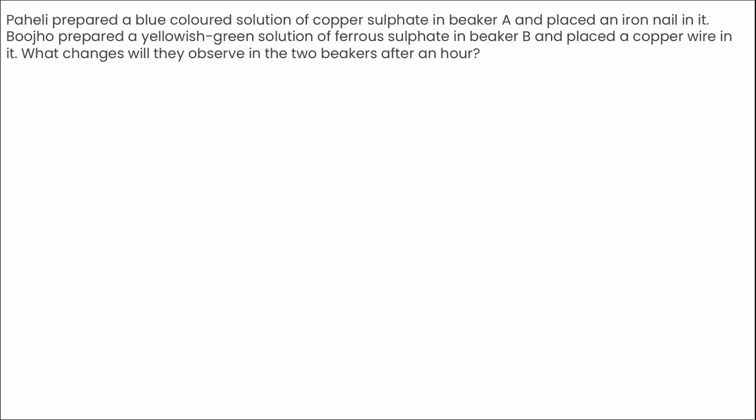Question. Paheli prepared a blue colored solution of copper sulphate in a beaker. Copper sulphate in beaker A and placed an iron nail in it. Bhojo prepared a yellowish green solution of ferrous sulphate in beaker B and placed a copper wire in it. What changes will they observe in the two beakers after an hour?